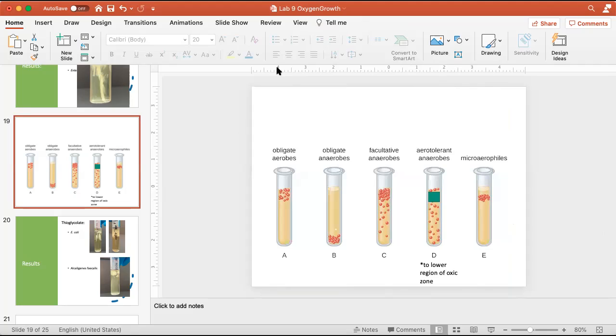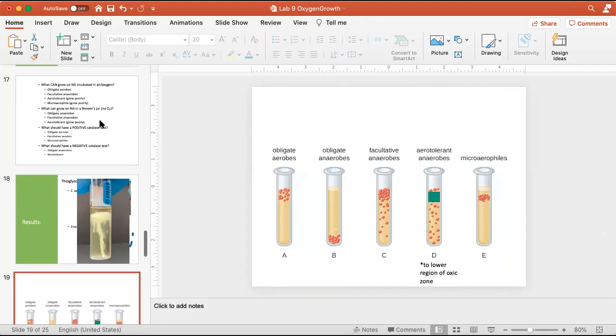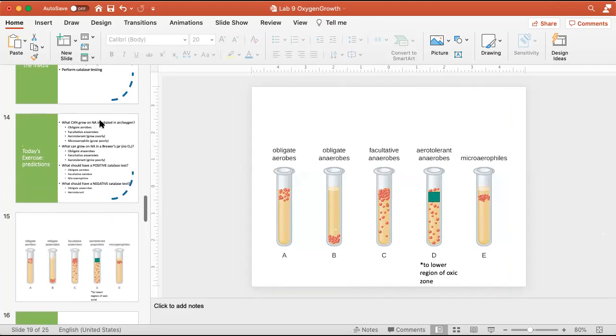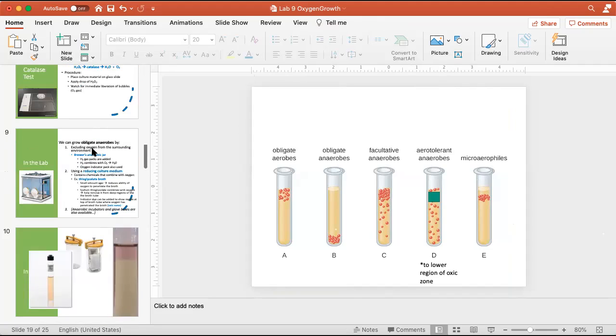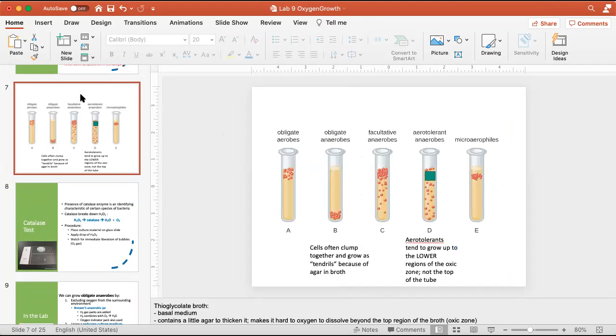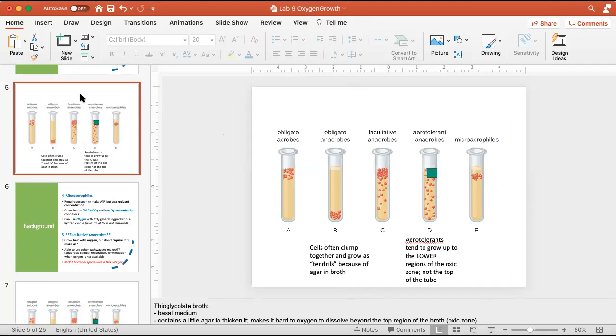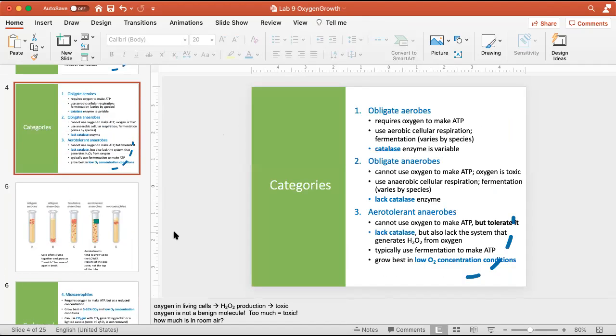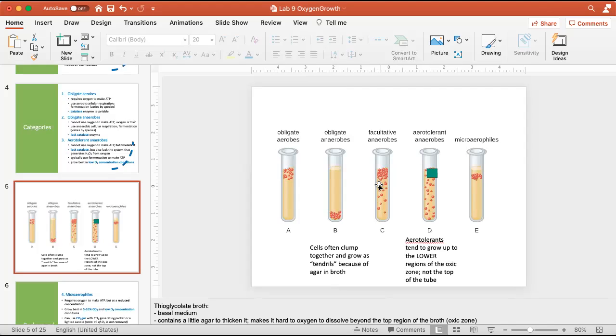Who does this remind you of? This is a hard one to interpret. In fact, let me do this first. Let me pull up our categories. Well, when I looked at it, it looks like what you described as a facultative anaerobe. Yep. Facultative, remember, can grow all the way through the tube, prefers to be in oxygen, but can grow all the way through the tube.